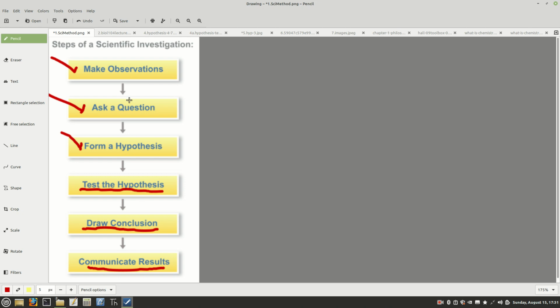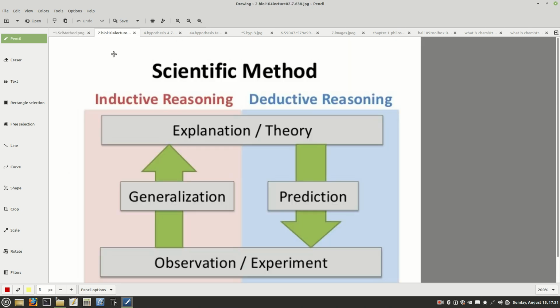Alright, so let's go on a little bit further here. We have the scientific method. This is what you do in the scientific method. You have a kind of a cycle here that you go through with inductive and deductive reasoning. We'll talk a little bit more about that in a second. But the idea is you have your explanation and your theory. They have a prediction that you make.